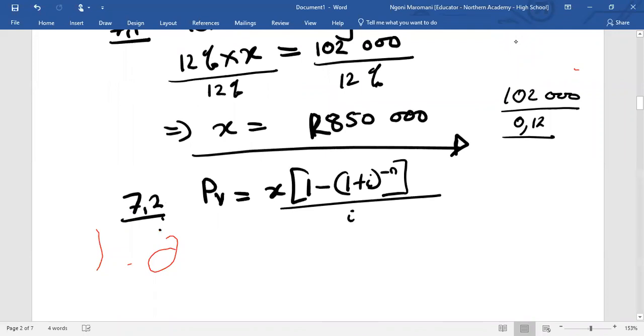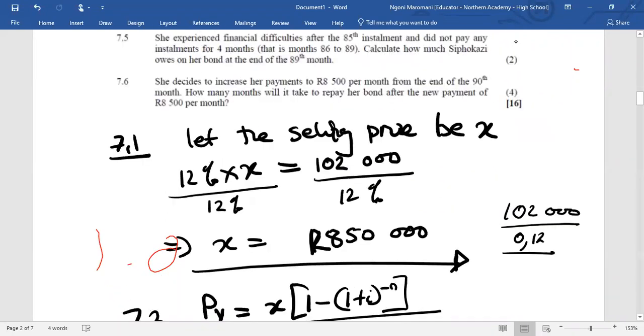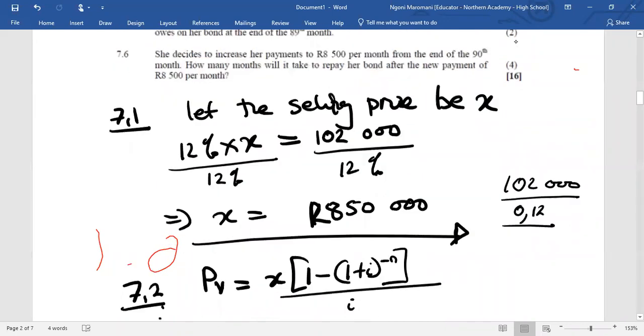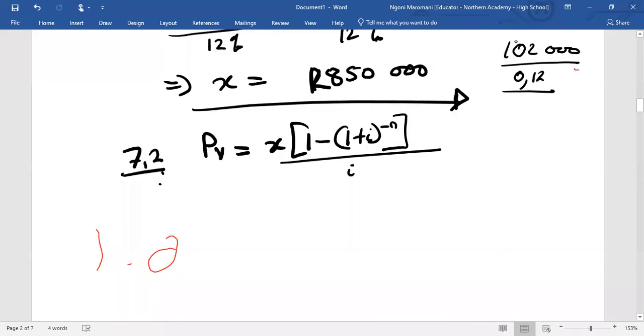Good. Let's go back to the question. The question is saying the period of the loan is 20 years. She started repaying the loan 1 month after it was granted. Calculate the monthly installment. Are we getting that one? So the monthly installment we are looking for is X, right? So what is the present value?